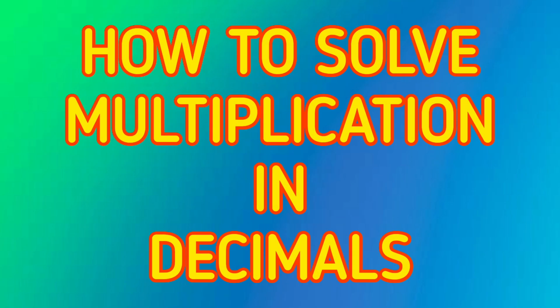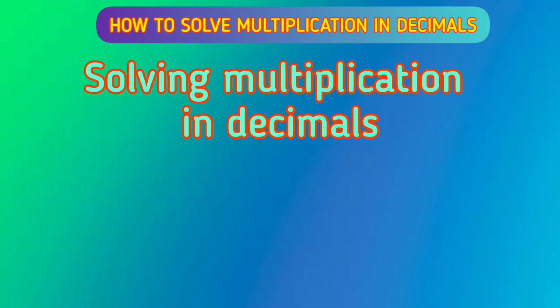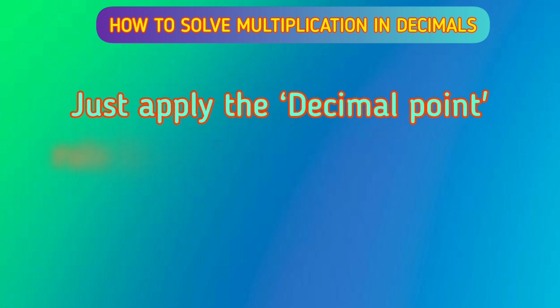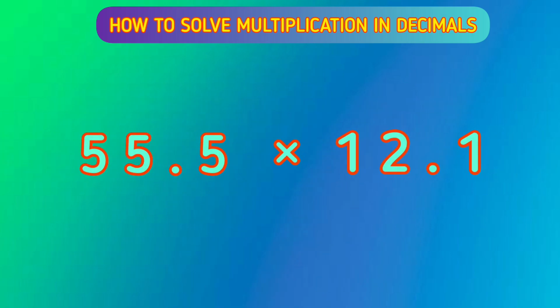How to solve multiplication in decimals. Okay, here's the thing. Solving multiplication in decimals is the same thing as solving basic multiplication. Just apply the decimal point rule, which I'm going to explain, and you'll be good to go. Let's see an example: 55.5 into 12.1.